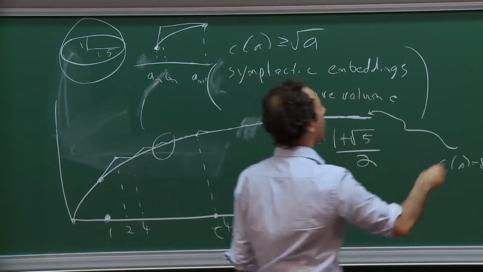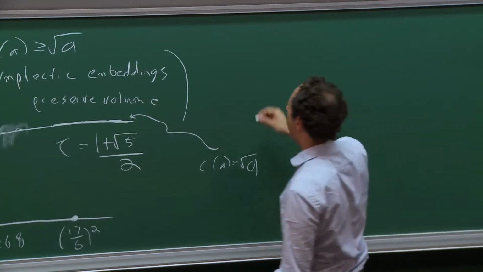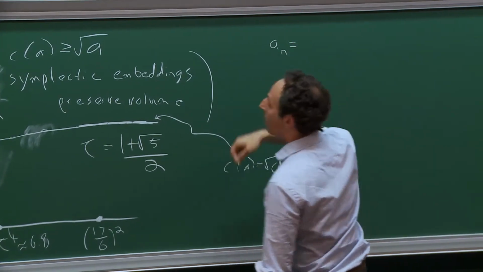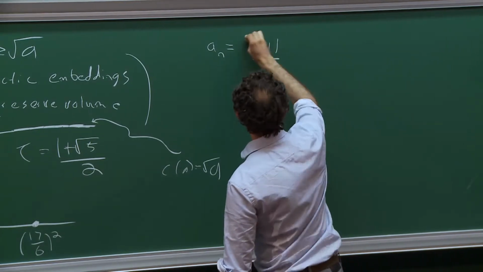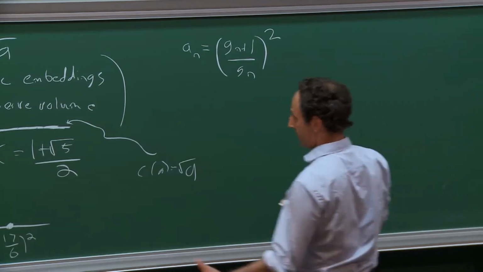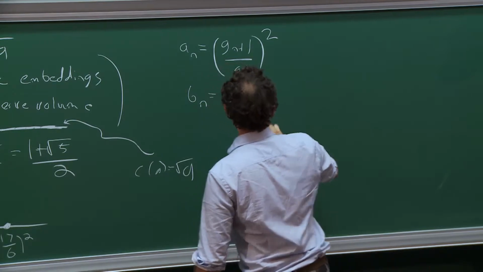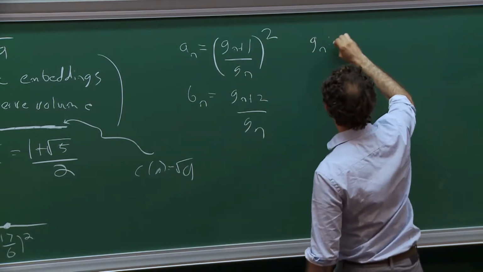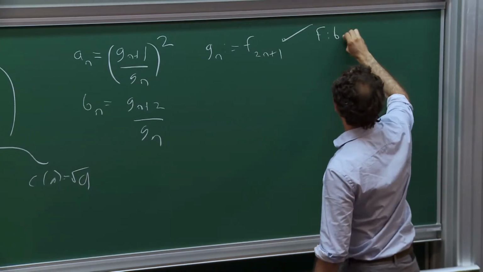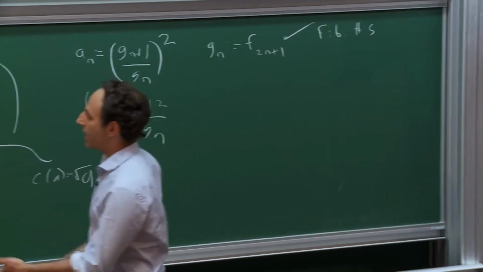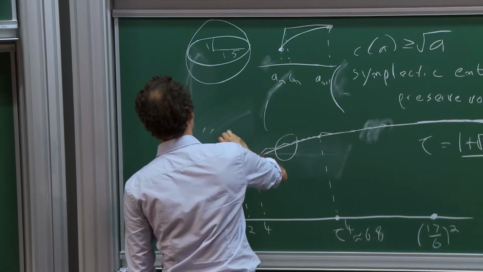What the a_n's and the b_n's are, it turns out, is they're determined by the odd index Fibonacci numbers. So they're both ratios of odd index Fibonacci numbers. The a_n's are squares of ratios of consecutive odd index Fibonacci numbers, and the b_n's look like this. And here the g_n's are just the Fibonacci numbers. Because there's this staircase determined by the Fibonacci numbers, this is called the Fibonacci staircase.